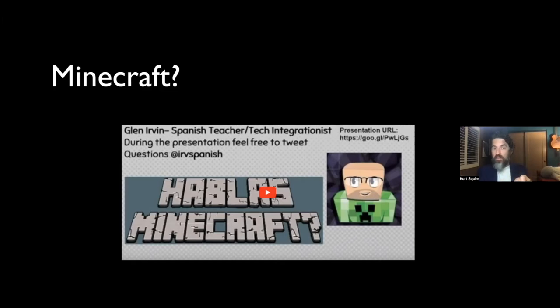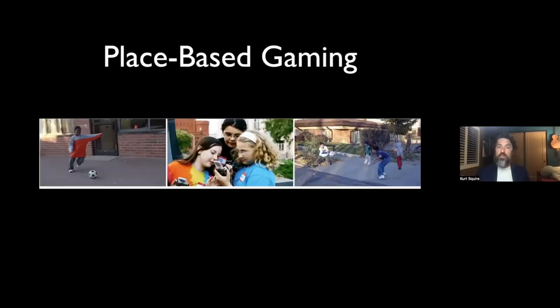I've looked a little into this teacher, Glenn Irvin's classroom. This is the kind of environment where you really can get co-presence pretty easily. That's kind of what people have and do. There are other examples like MUDs and text-based games, but I think Minecraft might be an interesting place to start if you wanted to use this sort of game.